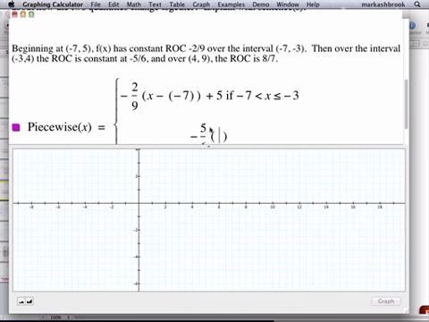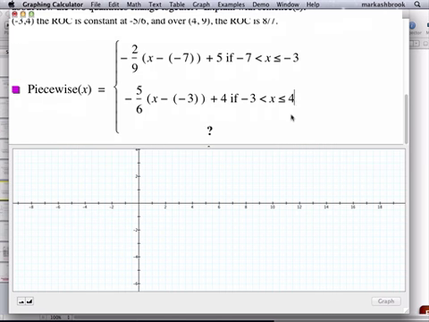-5/6. x minus -3 plus 4, if -3 is less than x is less than or equal to 4. Did we get that right? No. So what's the problem with this? So we got one mistake.